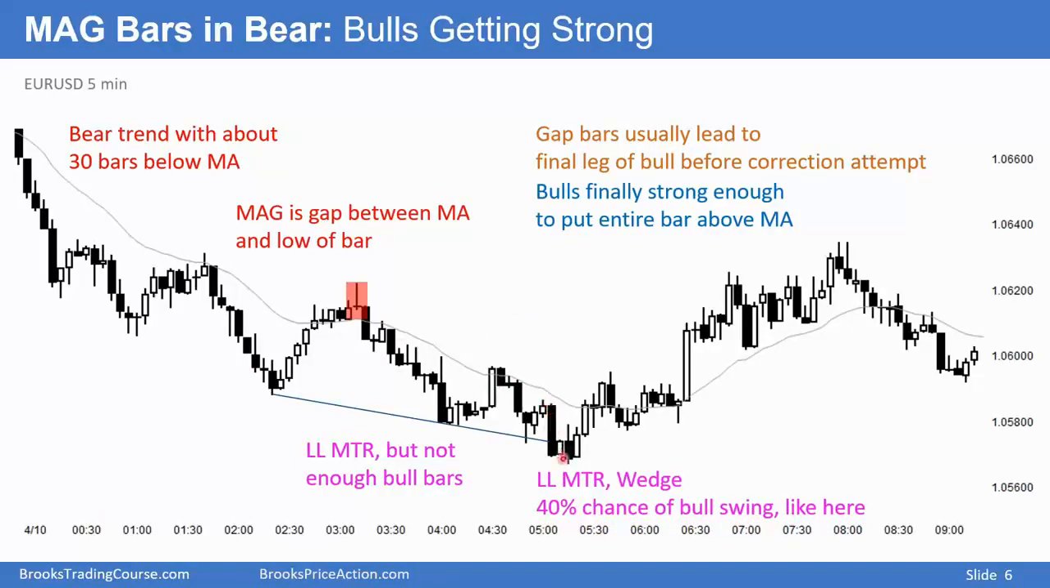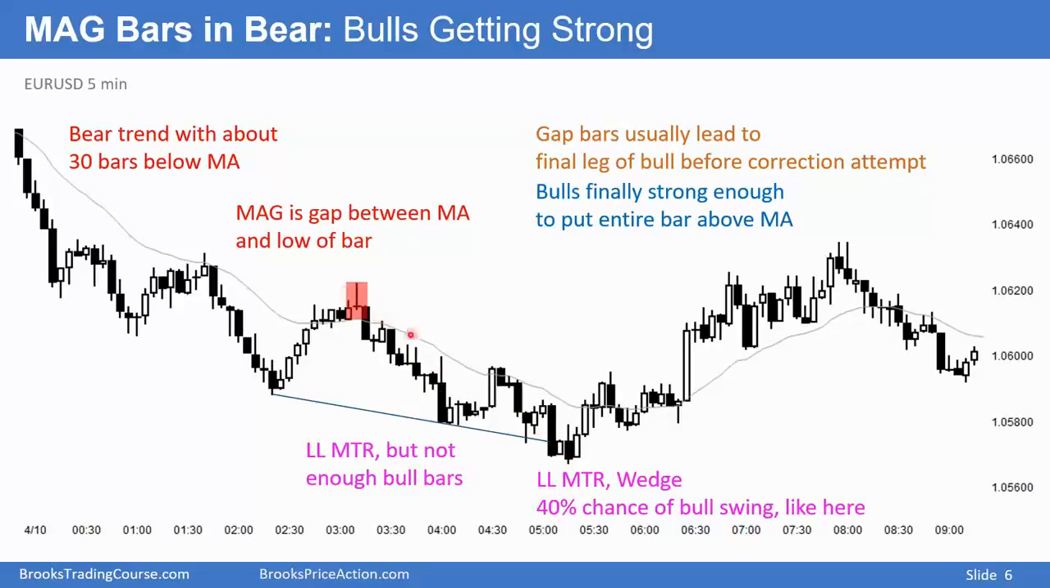And here we got one more leg down. If you want, you can call it a double bottom or a lower low double bottom. This is a double bottom. This low is below that low. It's also a lower low major trend reversal, bear trend bull breakout with good buying pressure, strong enough to get a moving average gap bar, and then a couple legs down to a lower low.